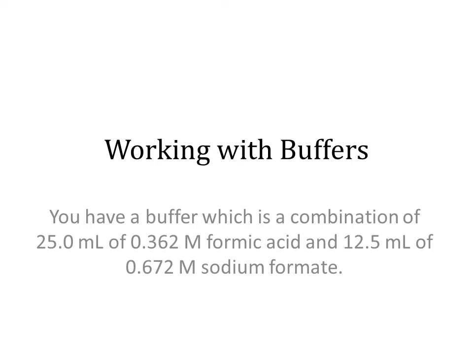In this problem, we learn basics of working with buffers. You have a buffer which is a combination of 25.0 milliliters of 0.362 molar formic acid and 12.5 milliliters of 0.672 molar sodium formate. Formic acid is a weak acid, and sodium formate is its conjugate base.